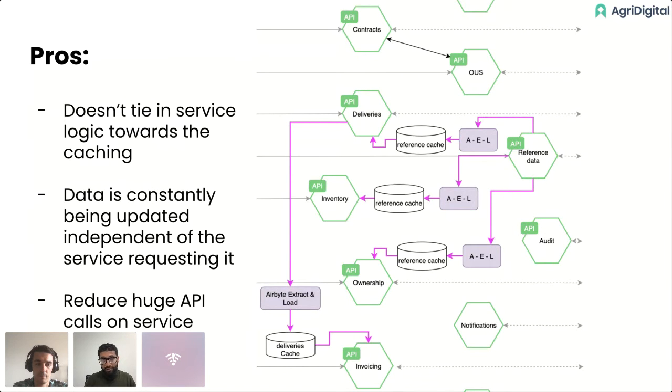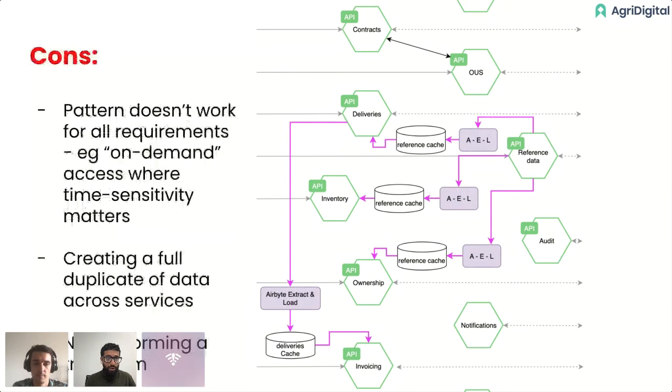Now, there are some cons. The pattern doesn't work for all requirements, for example on-demand access where time sensitivity does matter, which is fair. By utilizing this pattern, we are duplicating the data across all services in its entirety, and we're not performing a transform. It's literally an extract and load from one to the other, a copy, lift, and shift. We're still in the process of scoping and testing it out, but it'll be really interesting to see.